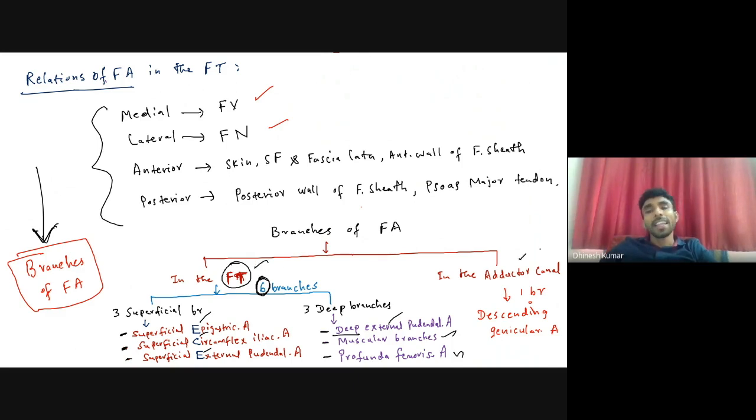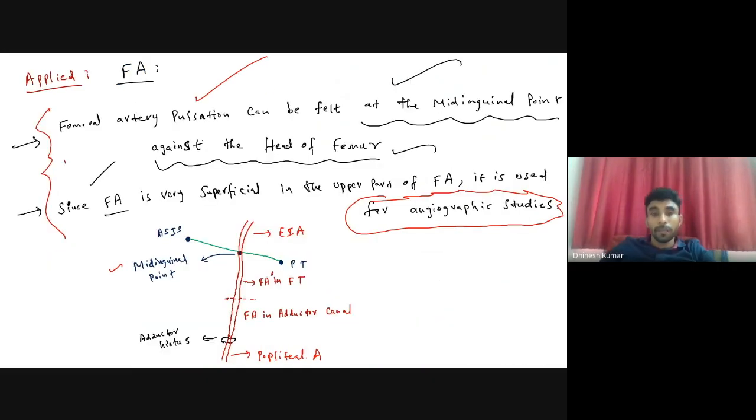In the adductor canal, it gives off only one branch, namely descending genicular artery, fine. And I hope you will be knowing the profunda femoris artery is the largest branch of femoral artery. It is the largest branch of femoral artery, okay, fine.